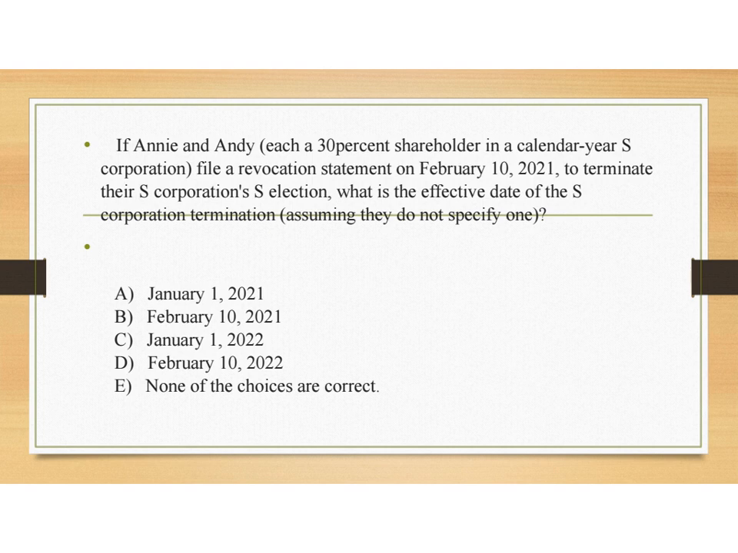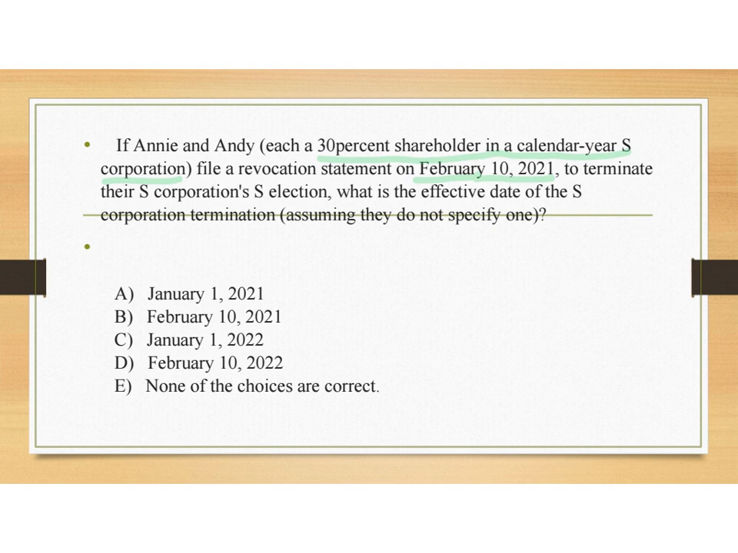All right, so this is another effective date question. We've got Annie and Andy, and they each own 30%. They file a revocation statement on February 10th, 2021 to terminate their S election. What's the effective date of that S election? Or what's the effective date of the termination, I should say.